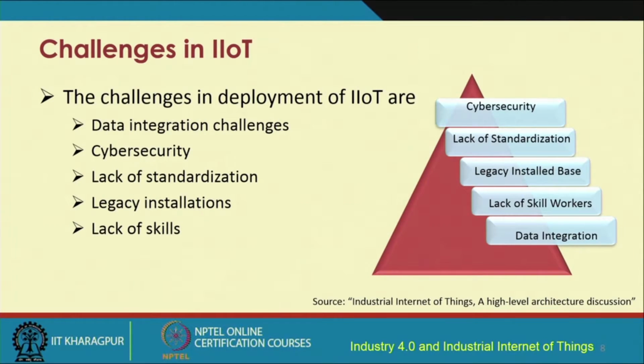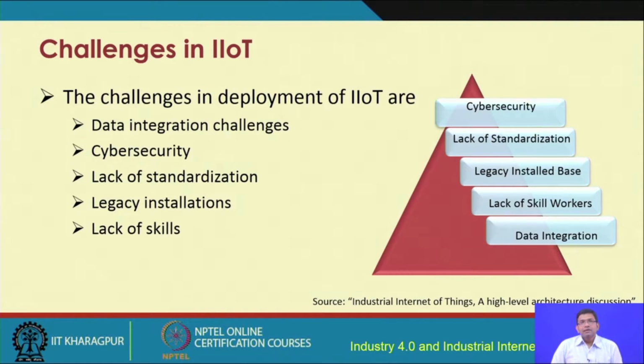The next one is legacy installations. When we talk about industries, industries have a huge legacy machine base, and these machines have been operating successfully for decades. Now, with the incorporation of IIoT, you have to have support for newer technologies and newer machines being procured with technologies supporting IIoT, and also have that integrate with the legacy installations that are already there.